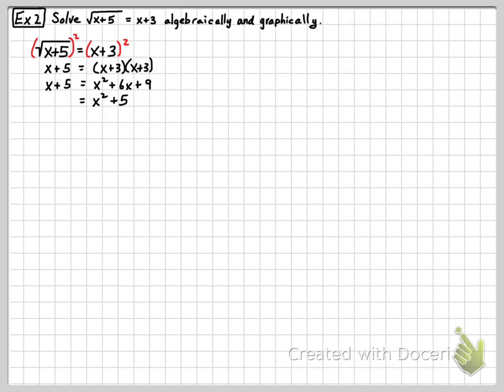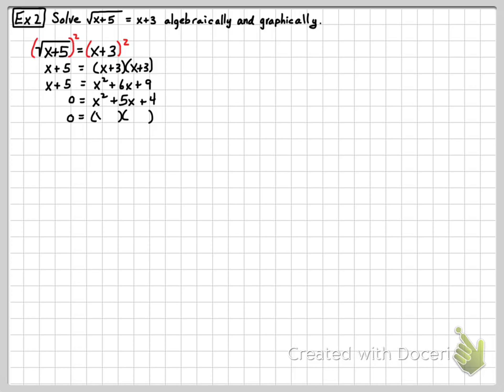Now if you bring everything over to the one side by subtracting an x from both sides and by subtracting 5 from both sides, you're going to get x squared plus 5x plus 4. Now here we have a quadratic equation. There's several different ways we can solve this quadratic equation, and one of the ways is by factoring it.